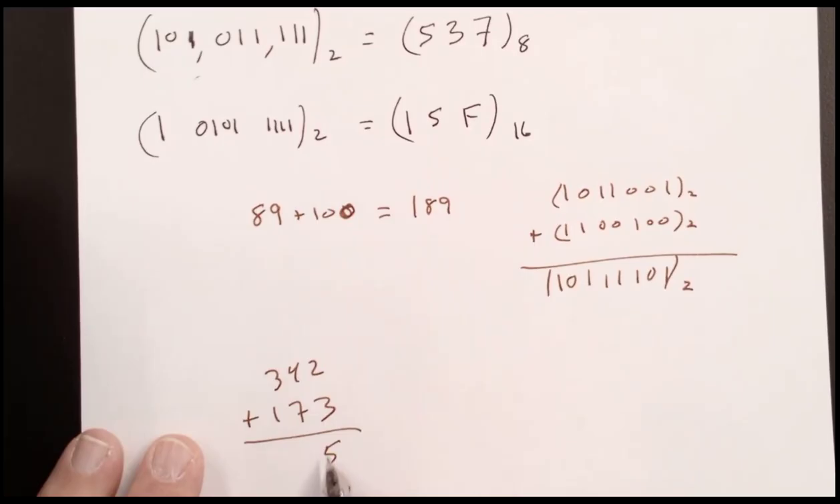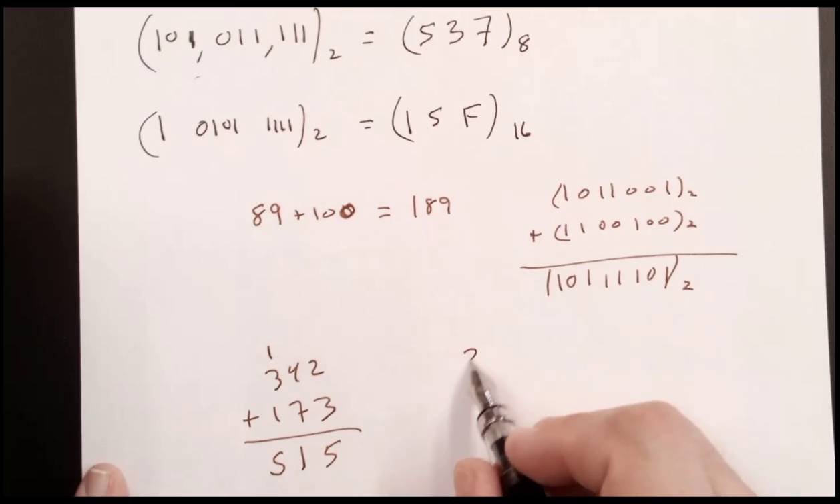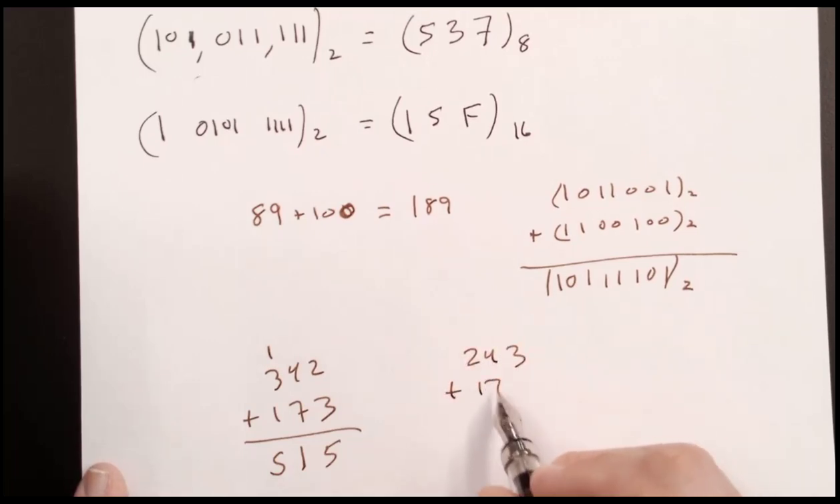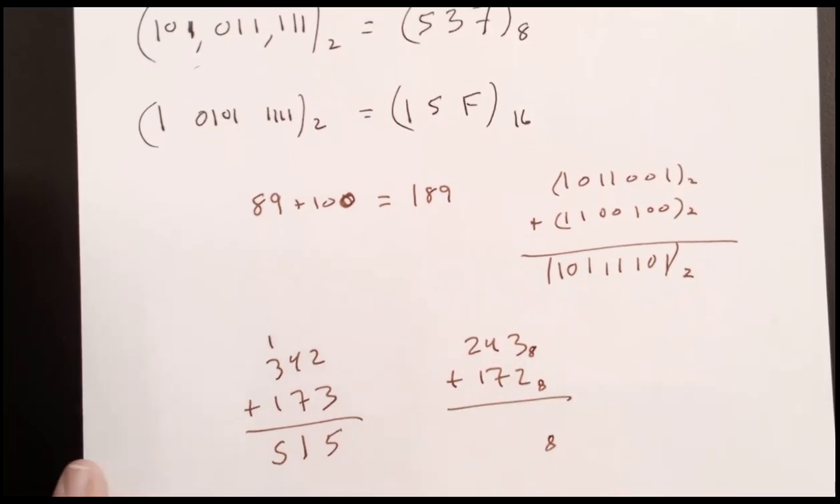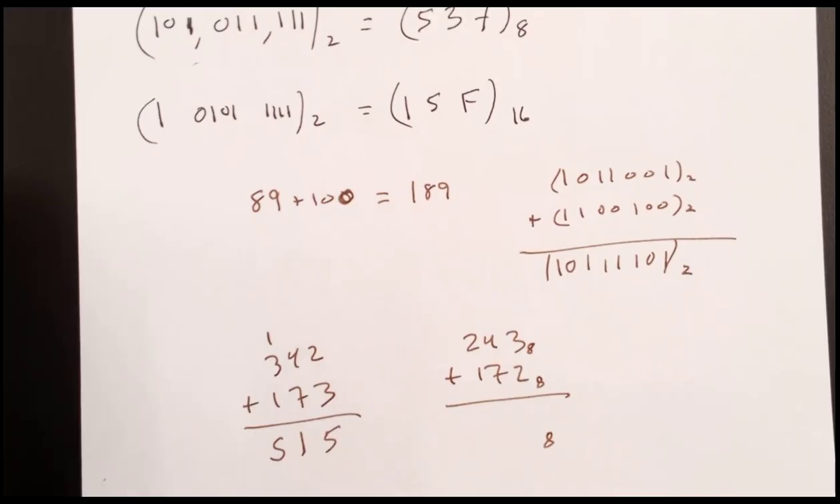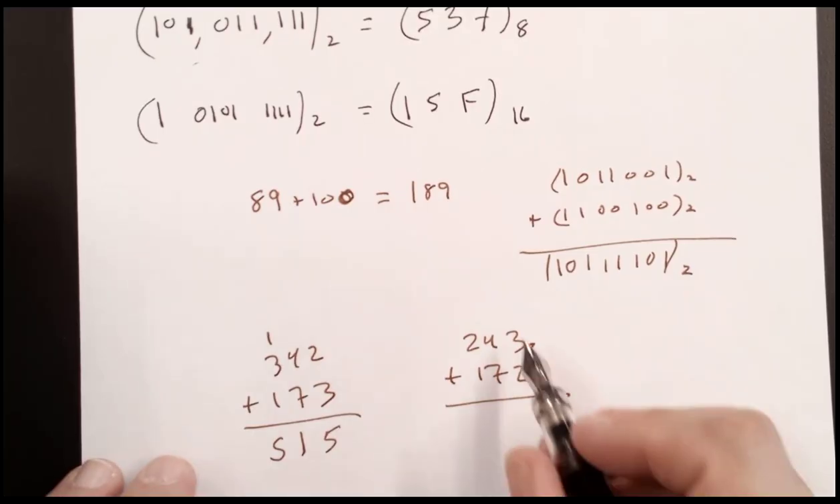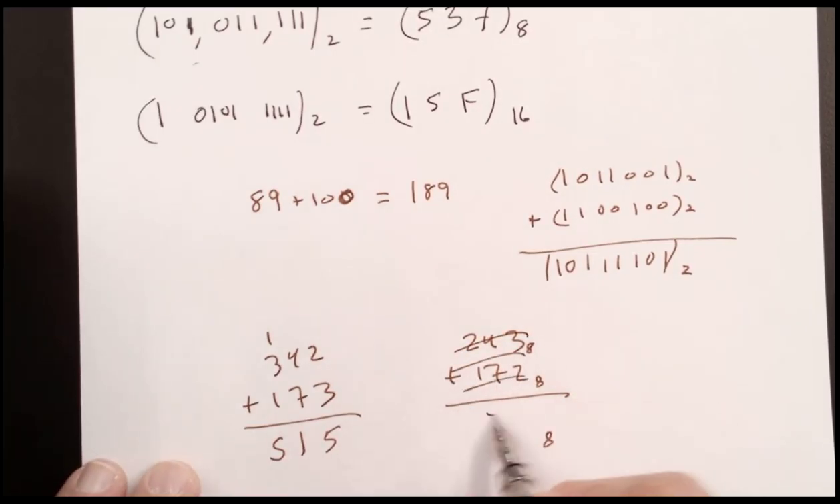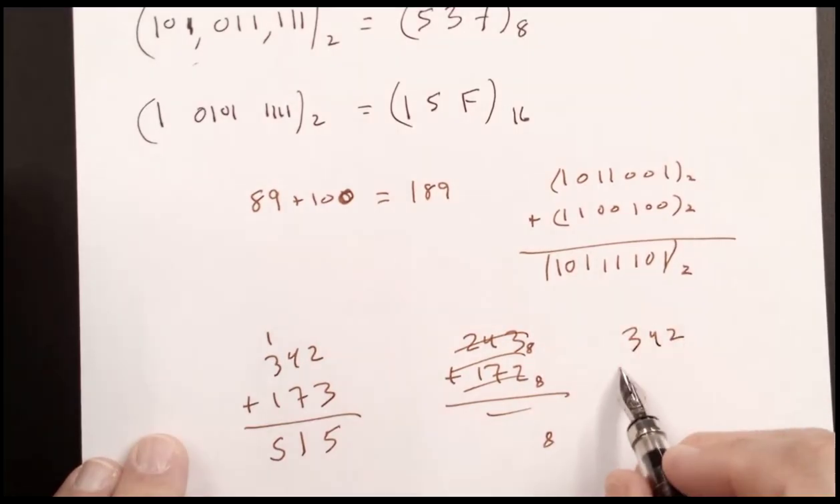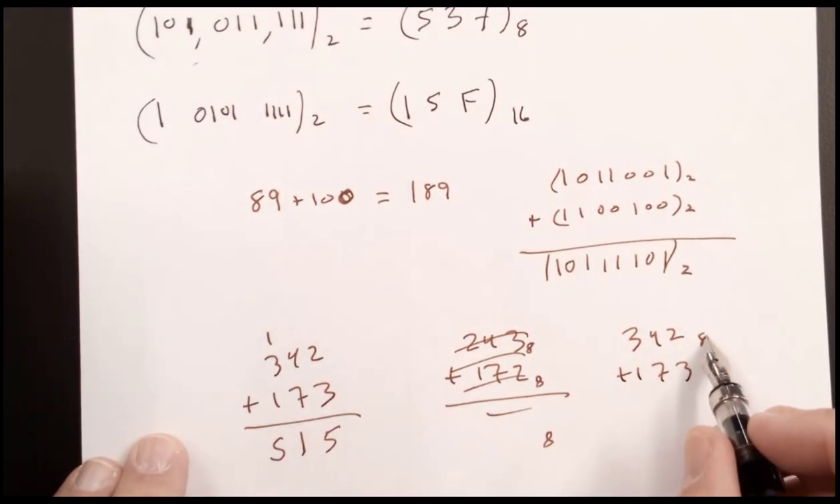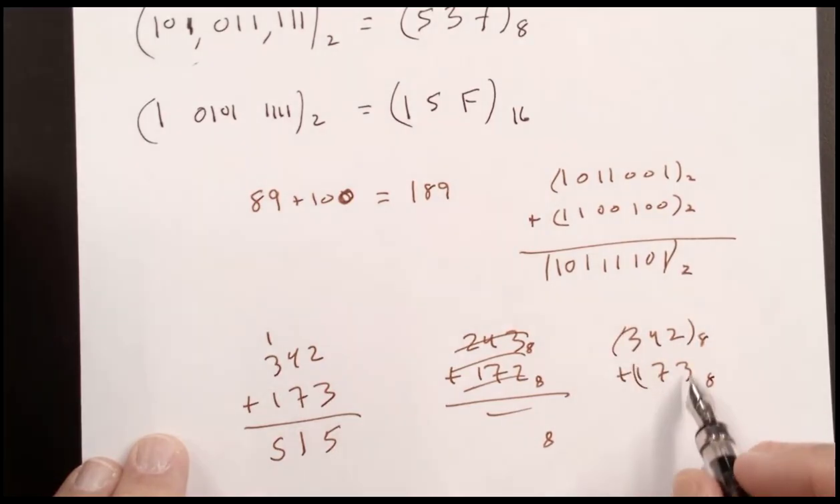2 and 3 makes 5. 4 and 7 makes 11. So I put a 1 here and I carry the other 10. And 1 and 3 and 1 makes 5. But if I'm doing it in eighths, I should do the same thing. Oh, 107. I put the numbers in backwards. Let's fix that. 342 plus 173, both in base 8.